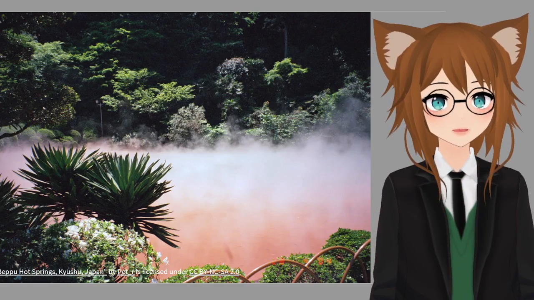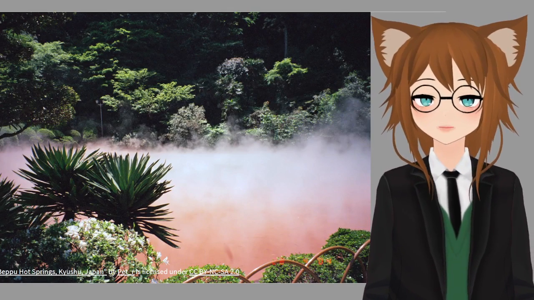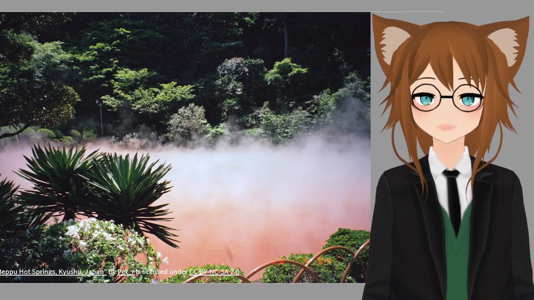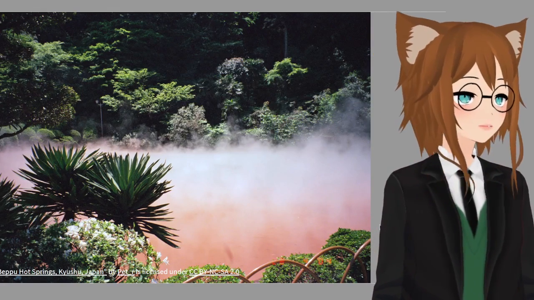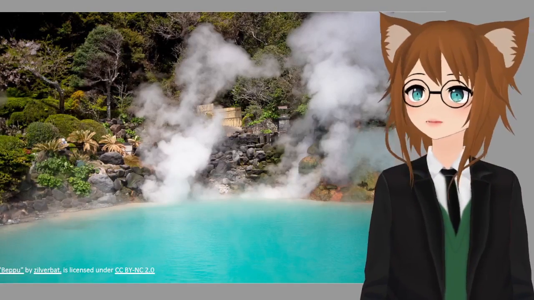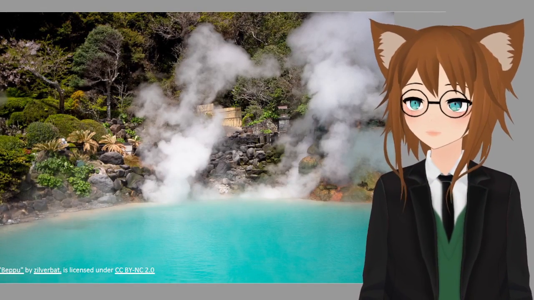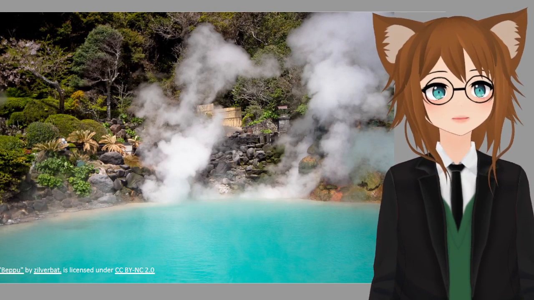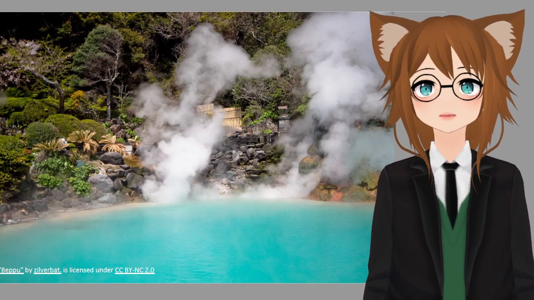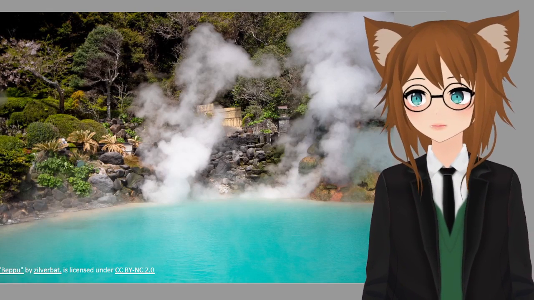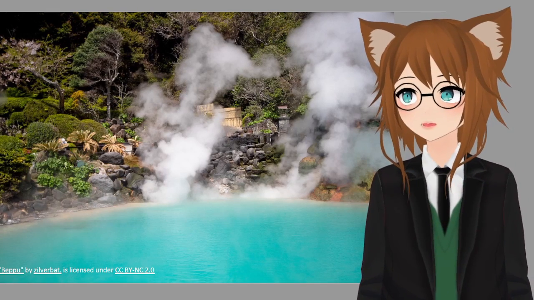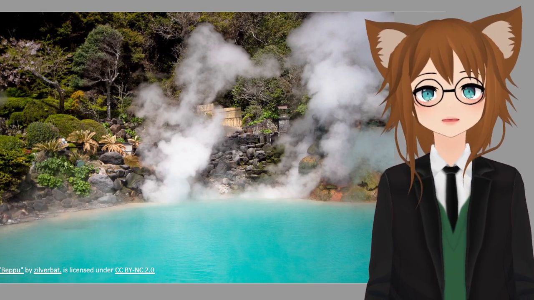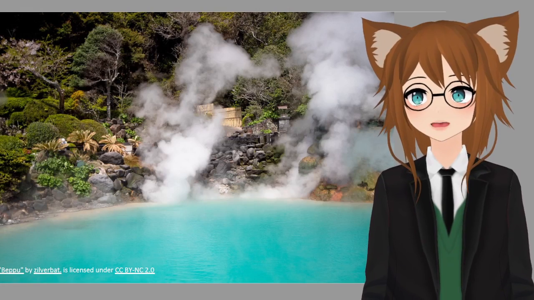So obviously, if you see a pool that is this orange, it is not safe for humans. And in Beppu, you will find many of these pools. Here's another example. Also in Beppu. Beppu was developed into a scenic hot spring town located in Oita Prefecture on the island of Kyushu. So maybe you can't take a dip in these pools, but they are very pretty to look at.